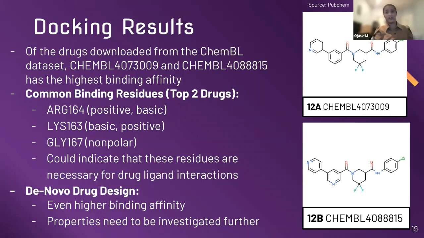And both arginine and lysine are positive amino acids, and so it makes sense that these amino acids would be present in the active site of a DNA binding enzyme, as DNA is negatively charged, which further validates the drugs. And overall, this data could potentially indicate that these residues are necessary for drug-ligand interactions, although a lot of further investigation would be needed. Furthermore, the new drug from Autogrow has an even greater binding affinity of negative 8.2 kilojoules per mole. It has a similar structure to the top 2 drugs with several carbon rings, and its properties do need to be investigated further using our future steps.